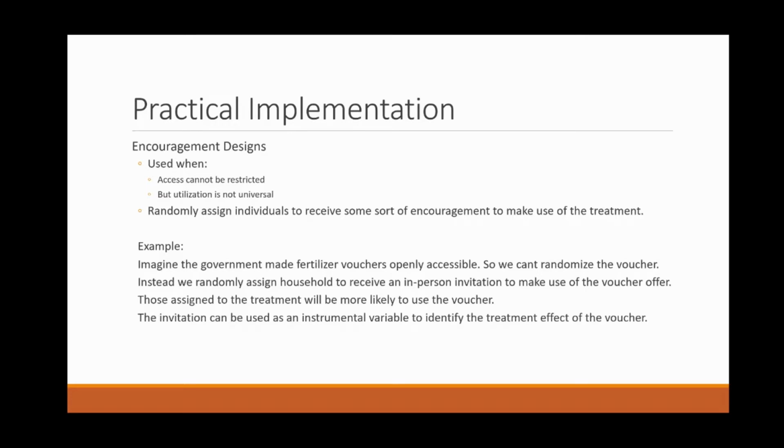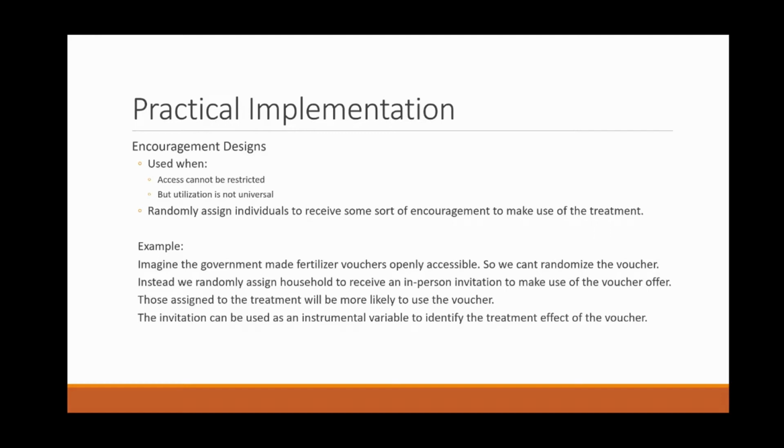Or you do an in-person invitation, or you provide them with some added ability to access the voucher, like some transportation to the market where they can pick up the voucher. Or you deliver the voucher to them. It doesn't change their access to it, but it makes it easier for them to avail themselves of the intervention. Okay, so then your treatment group would be the people that received this encouragement, something that helps them take advantage of the program. So the people in your treatment group will now be much more likely to receive the treatment than the people in the control group. And then you can utilize that to identify the impact of the program itself.